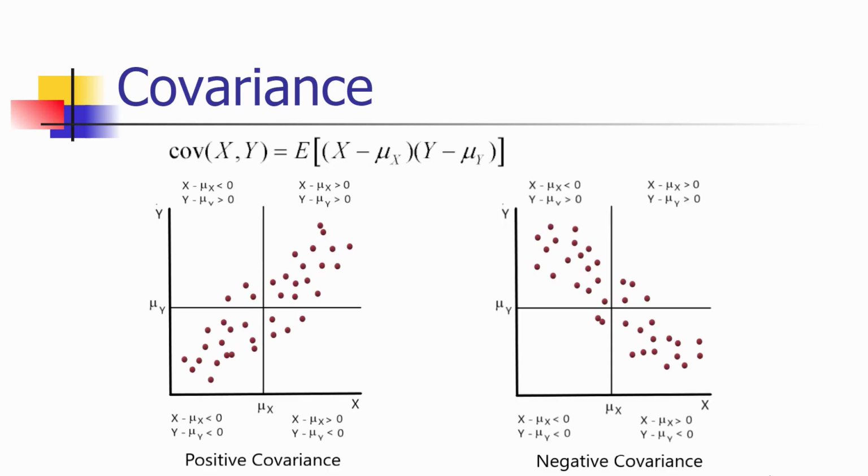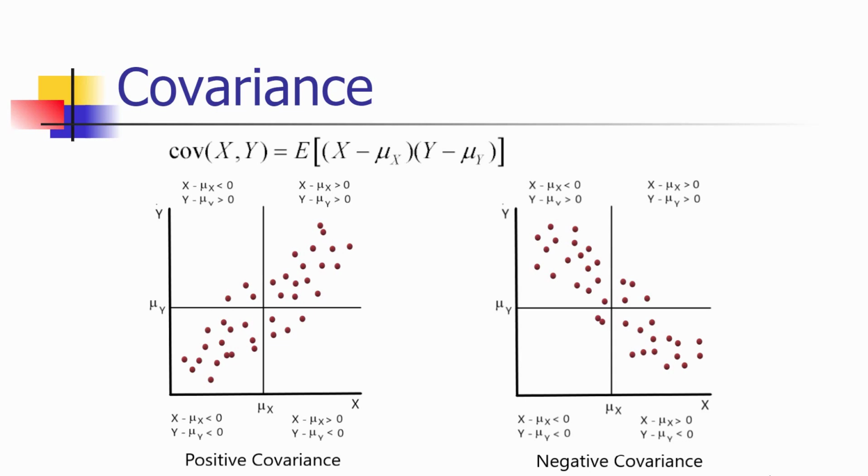A positive covariance is said to occur when x and y tend to vary in the same direction, when there's a general upward sloping linear relationship, as on the diagram on the left. A negative covariance is said to occur when we have a general inverse relationship between x and y, as occurs in the diagram on the right. The points that are illustrated here are simulations from two sets of data, one where there's a positive covariance and one where there's a negative covariance.